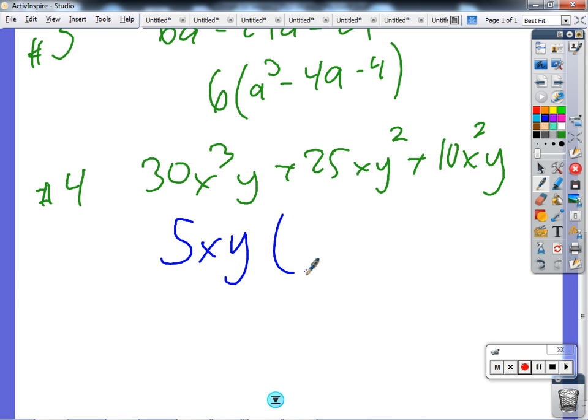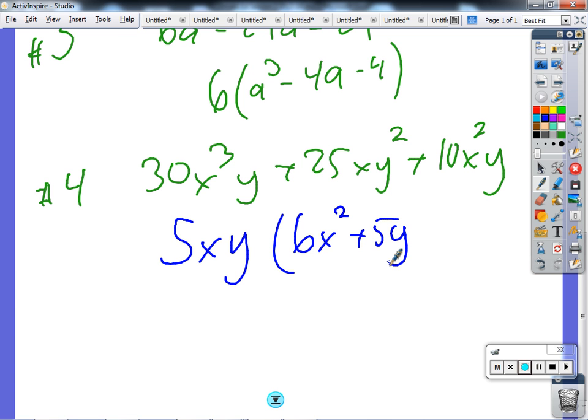So if I pull a 5 out of 30, what's left over? A 6, good, Addie. And if I pull an x out of x cubed, how many x's are left? X squared, right? If I pull y from y, is there anything there? There isn't anything. If I pull a 5 out of 25, what's in there? 5. Notice, guys, this is essential for what we're doing today, so make sure you're asking questions. So if I pull the x out of there, he's gone, and if there are 2 y's and I pull out one of them, there is 1 remaining.